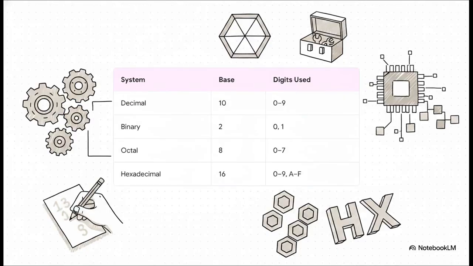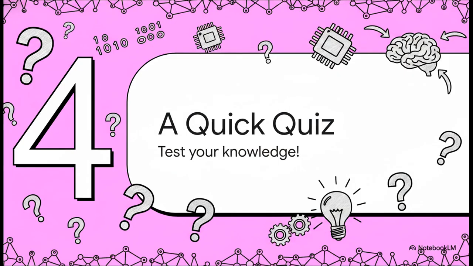All right, let's just put it all together in one place. We've got decimal, our everyday base 10. Then there's binary, the computer's native base 2. And we have the programmer's handy shorthands, octal and hexadecimal. At the end of the day, they all do the same job, representing numbers. They just have a different number of digits in their toolbox. Phew, okay, I know that was a lot of info, but the core ideas are actually pretty simple.